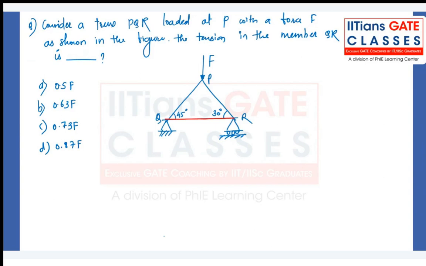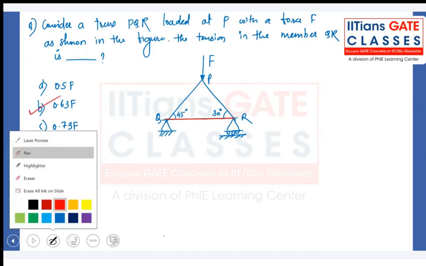F by 2. No. Yeah, option B is correct in this case, Abhishek. Yeah, you are right. Yes, 0.63F is the correct answer. Let's solve it. So, yeah, Sanjeev, correct.